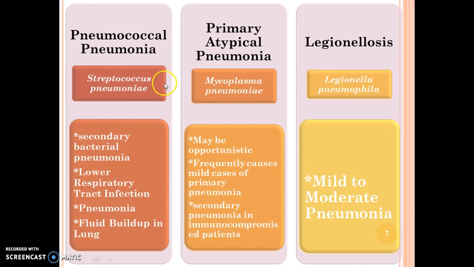Pneumococcal pneumonia is caused by Streptococcus pneumoniae. The symptoms are secondary bacterial pneumonia, lower respiratory tract infection, pneumonia, fluid buildup in the lung. Primary atypical pneumonia is caused by Mycoplasma pneumoniae, may be opportunistic, frequently causes mild cases of primary pneumonia, and secondary pneumonia in immunocompromised patients. Legionellosis is caused by Legionella pneumophila. The symptom is mild to moderate pneumonia.